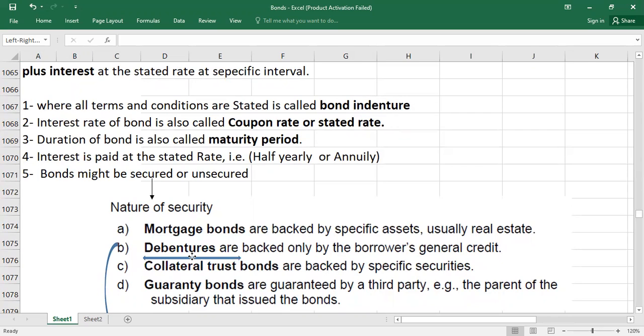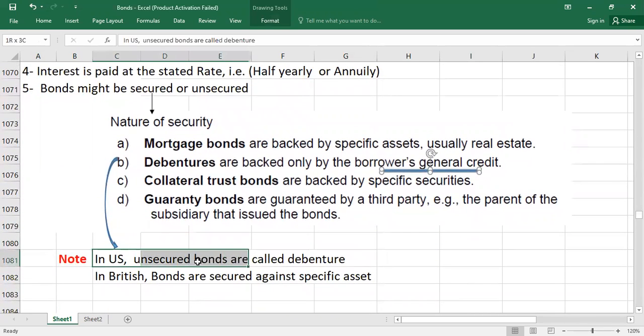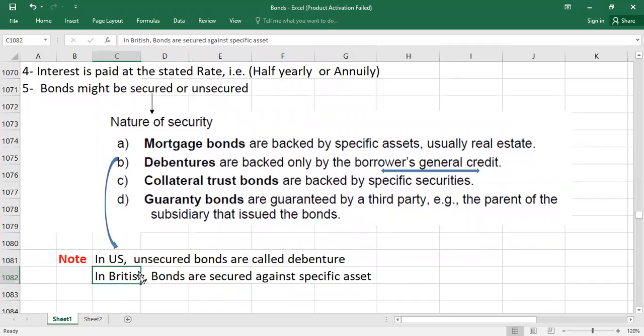There is another word which is called debentures. Debentures are backed only by the borrower's general credit. General credit means, as an investor, if you are going to buy the bonds of any XYZ company, you just might have faith that the company will return your money back, but there is no specific collateral. So here you need to remember the difference. In the US, unsecured bonds are called debentures. Like debentures are not secured, but in British usage, the bonds or debentures might be secured against certain assets.